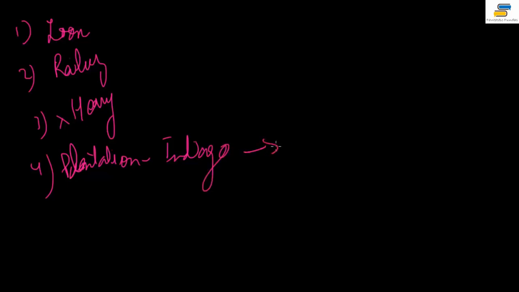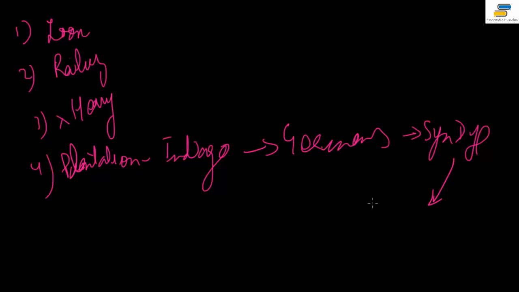But what happened, that Germans, the German people are very intelligent, very hardworking people, they developed a new synthetic dye, right? And when synthetic dye came, it was not substituted in India. Indians were still forced to grow indigo, and there was complete destruction of our industry here, right?